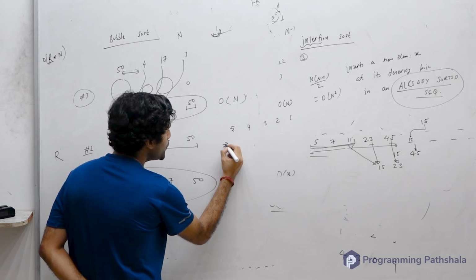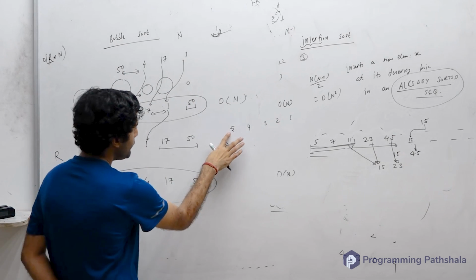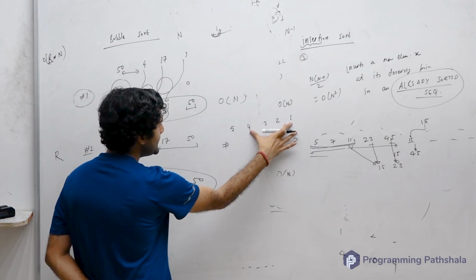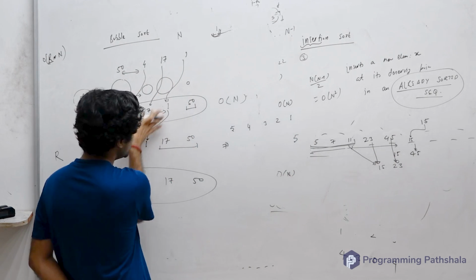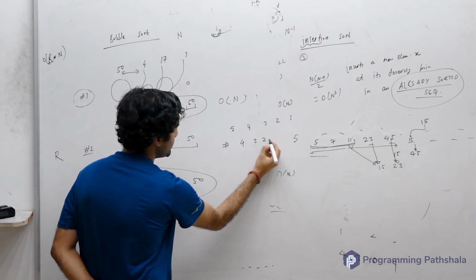Can you tell me the output of this without applying this dry run? I can say it very easily. 5, which is the largest, will come at its last position, and this will obey its relative position. So 4, 3, 2, 1 will be like this now.